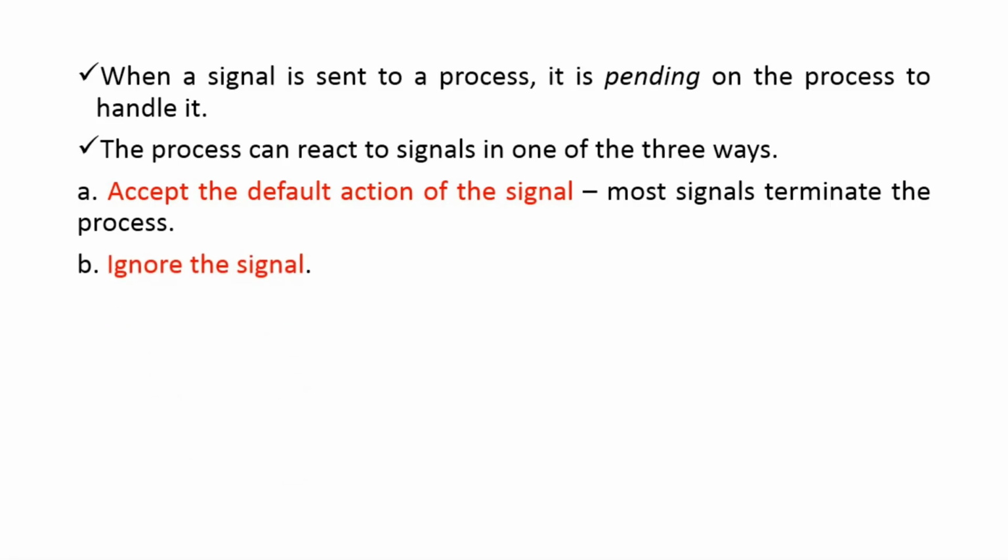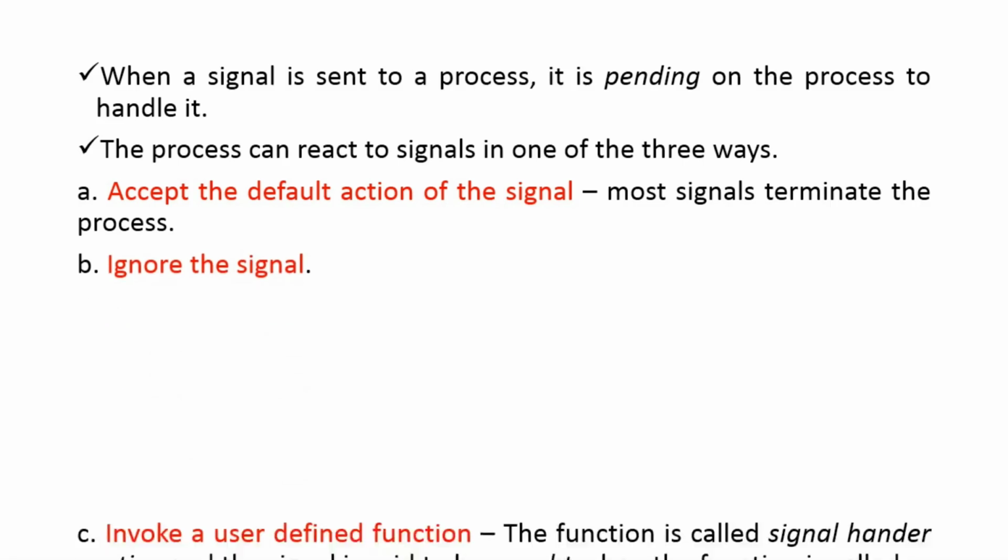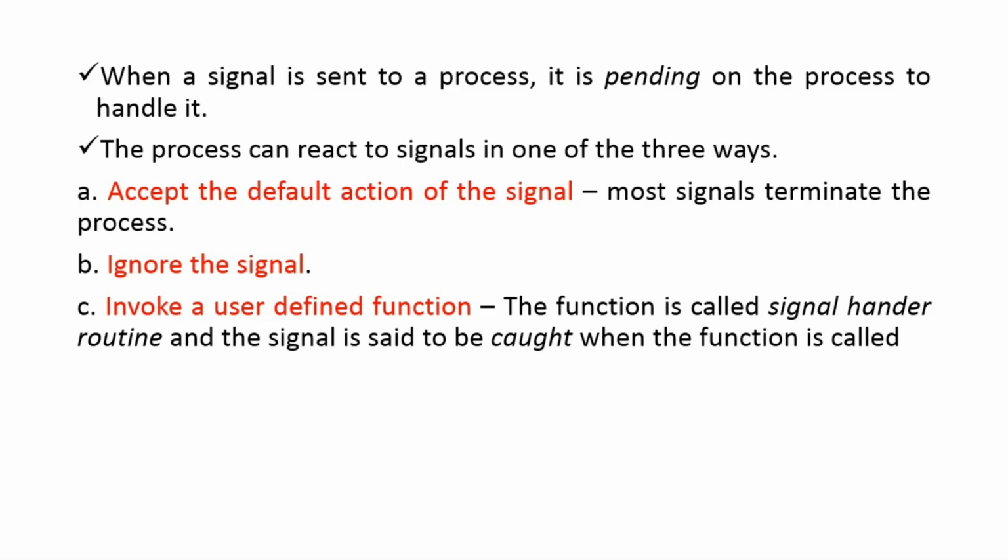Second, a process can ignore the signal. Third, invoke a user defined function. The function is called a signal handler routine. So through a user defined function, a signal can be handled. A signal is said to be caught when the function is called. So here there are three different actions taken when a signal is generated.